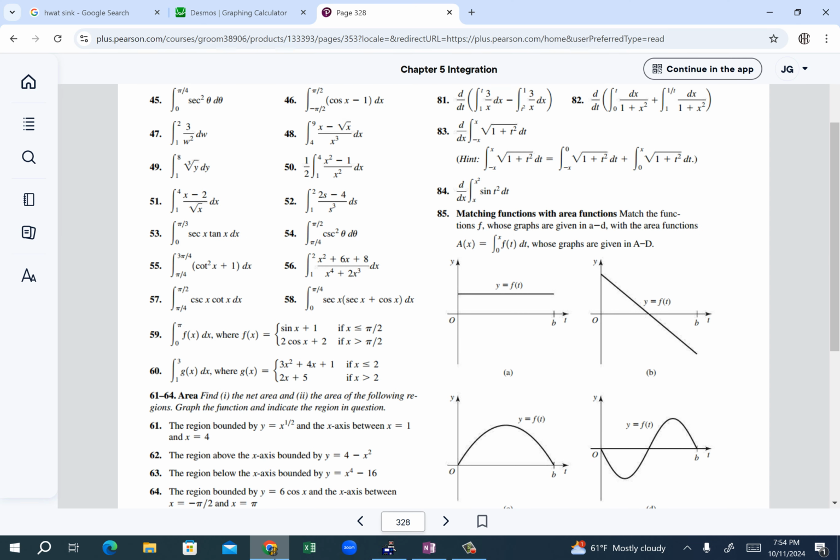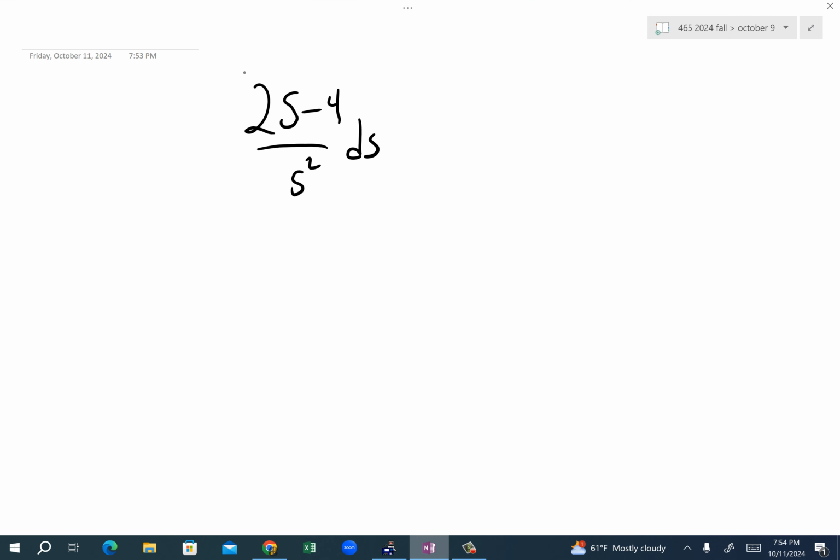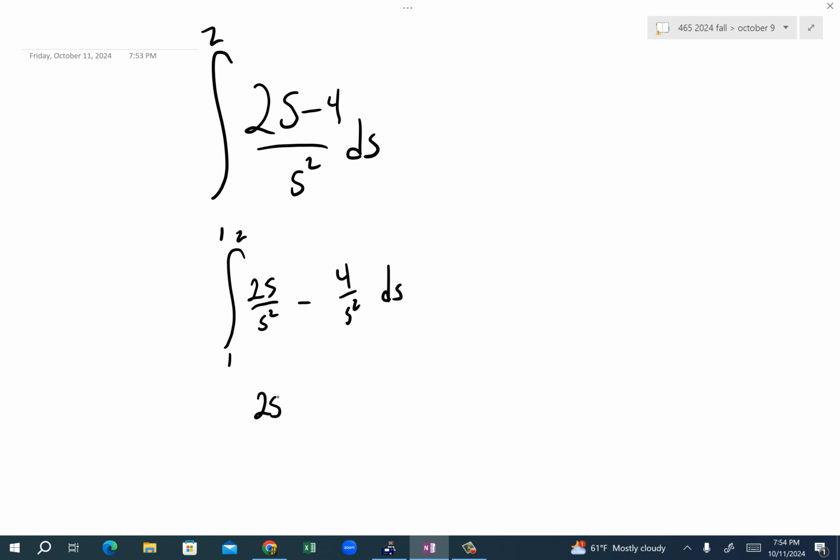So these other ones, like 52, we'll look at: the integral of 2s minus 4 over s cubed ds, from 1 to 2. All right, first thing you do is break this into two pieces: 2s over s squared minus 4 over s cubed... er, 2s over s cubed minus 4 over s cubed. We'll just treat them as separate functions. This is really just 2s to the minus 2 minus 4s to the minus 3 ds, and then let's go to integrating.